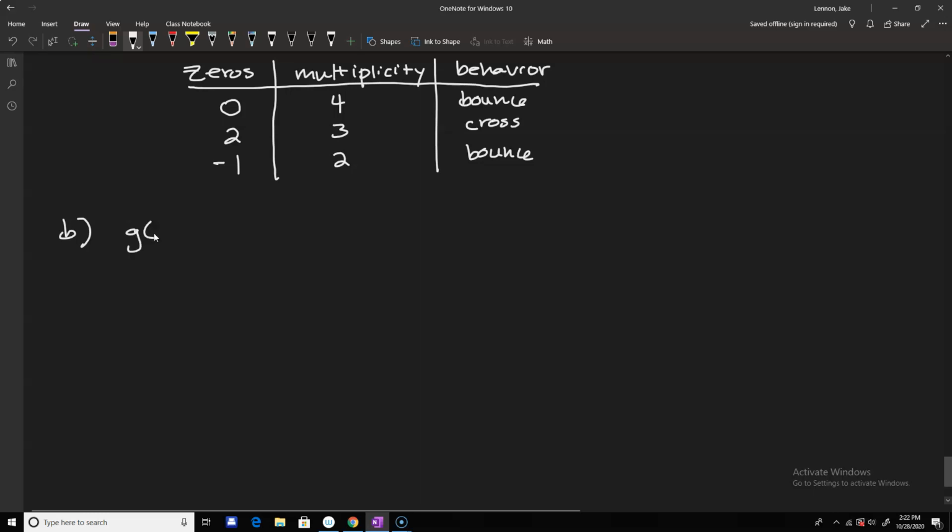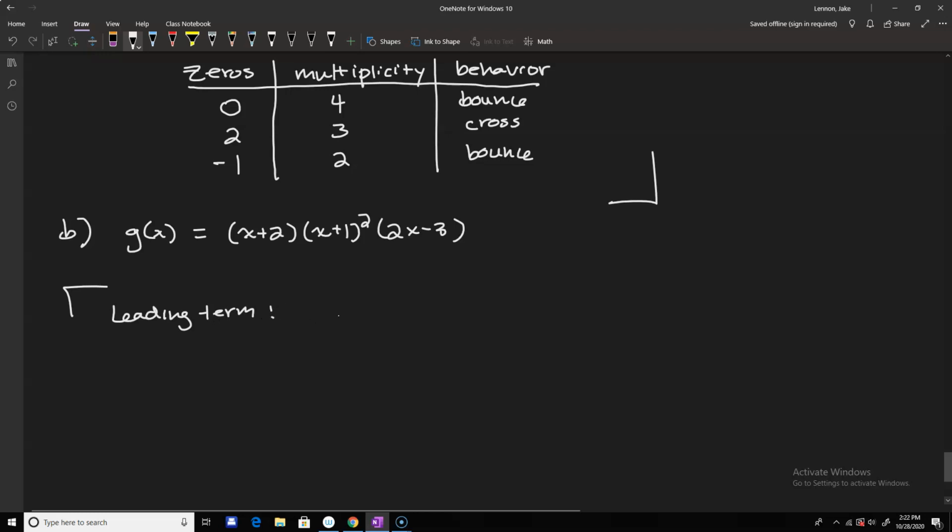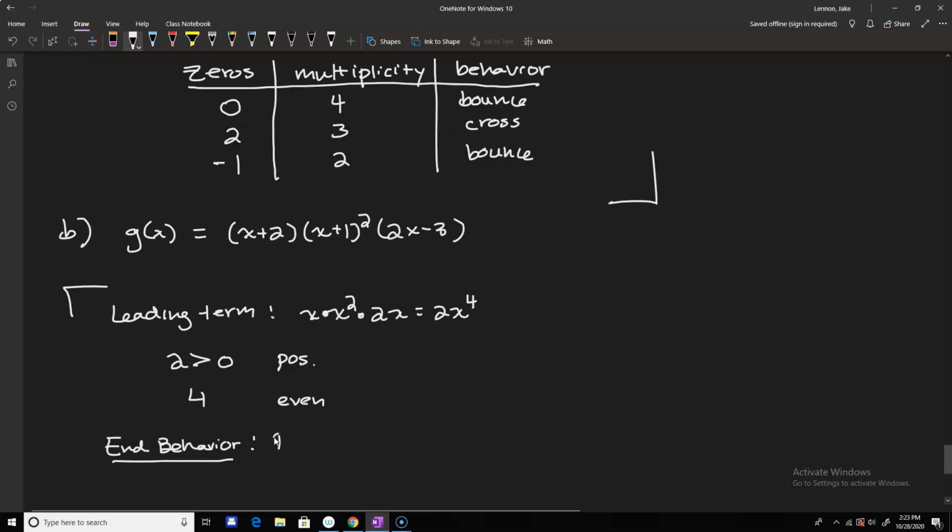So let's say we have, for this example, g of x equals x plus 2 times x plus 1 squared times 2x minus 3. So we are completely factored. Our leading term is going to be an x times an x squared times a 2x, which is 2x to the fourth. So 2 is greater than 0, which is positive, and 4 is an even number. This tells us our end behavior. Positive and even, if you go back up to the end behavior case-by-case breakdown, should be both sides go up.